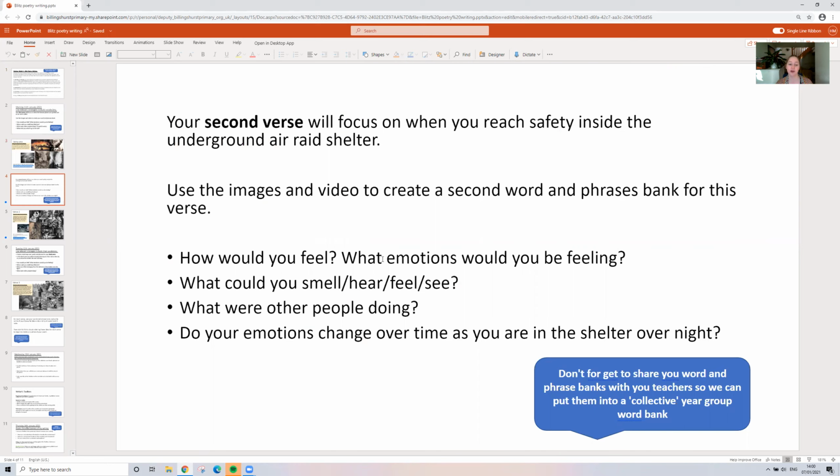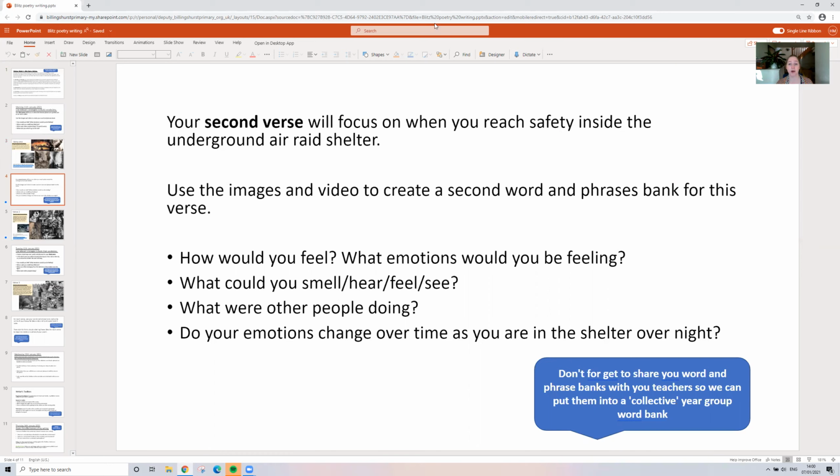It's not just how you feel though. In these verses, you've got to think about words and phrases to show the senses. So what could you smell? What could you hear? What could you see? What were other people doing? And also thinking about your emotions. How are you feeling at this time? So that'll be all you need to do for today.